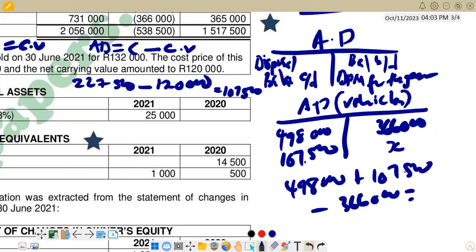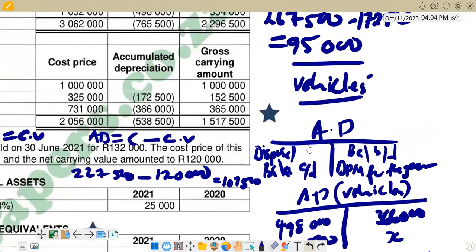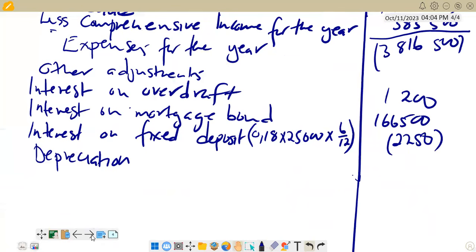Then we get 239,500. So here we have got 239,500. So this is the depreciation for vehicles. So we are going to add that depreciation 239,500 plus that one for equipment, which is 95,000. So we are going to summarize that one on the answer section for depreciation.